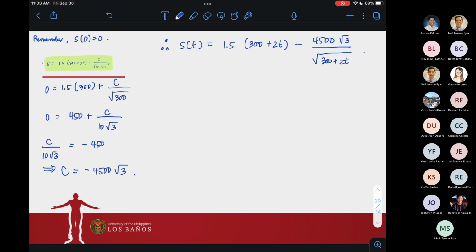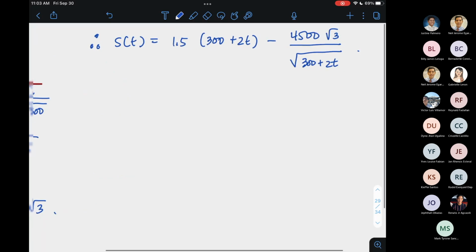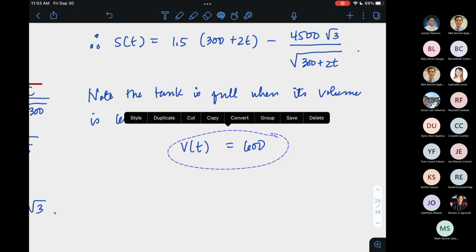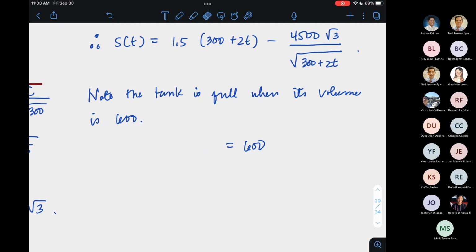Okay? So ano na yung last step? Kailangan i-plug in natin dito yung time kung kailan puno yung tank, right? So note that the tank is full when its volume is 600, right? So basically, ang gusto natin yung volume dapat maging equal kay 600. But we have computed this earlier. Remember dun sa pagko-compute natin ng concentration? We know that the volume is 300 plus 2t.